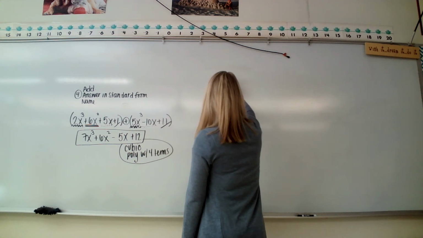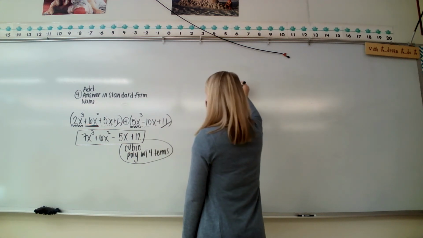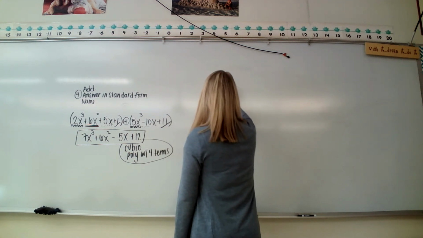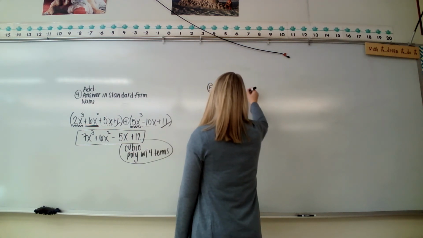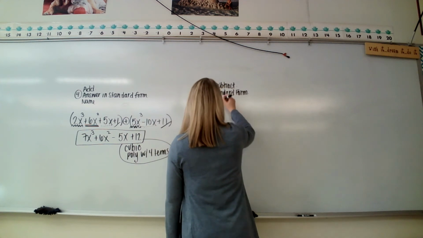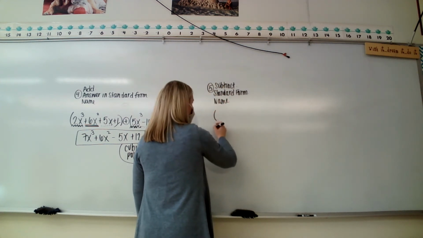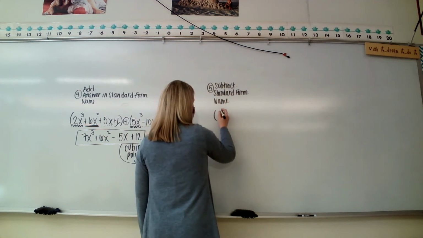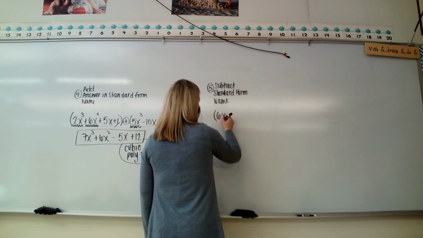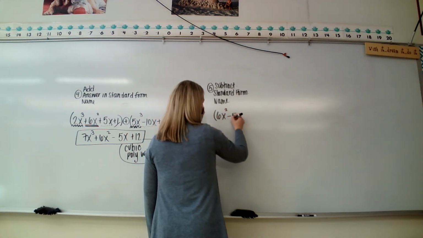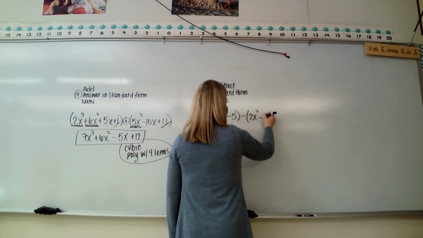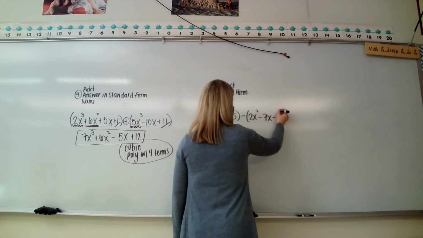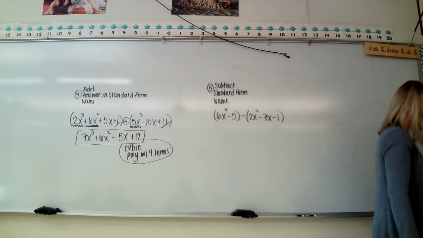Number 5. Sorry, let me write it, and then I'll get out of your way. I'm getting lazy, so I'm just going to write standard form. Name. But let me actually write the problem first. Let's do 6x squared minus 5 minus 2x squared minus 7x minus 1. I'll do that for a second.